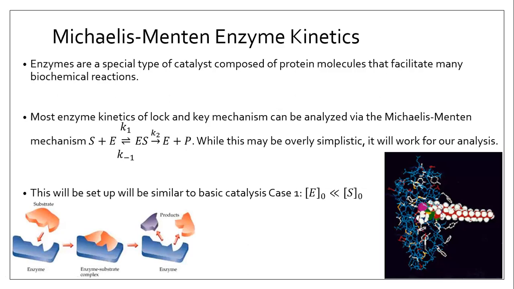So that gets us into enzyme kinetics, where we have Michaelis-Menten enzymes. Enzymes are actually a specific type of catalyst composed of proteins that facilitate many reactions. Most enzymes work by a lock and key mechanism. We can analyze them by the Michaelis-Menten mechanism, where substrate plus enzyme reversibly forms the enzyme-substrate complex, and then forms the product and reforms the enzyme. It's overly simplistic, but it will work for our analysis. We're going to set it up the same as case one, where the initial enzyme is much, much smaller than the substrate.